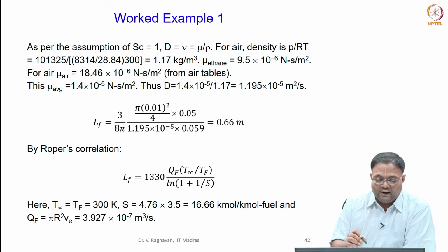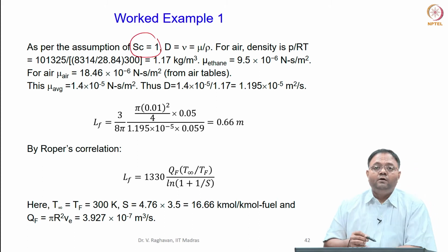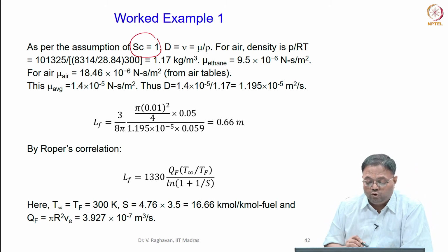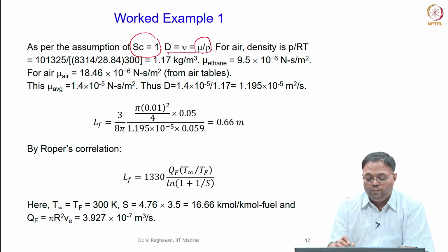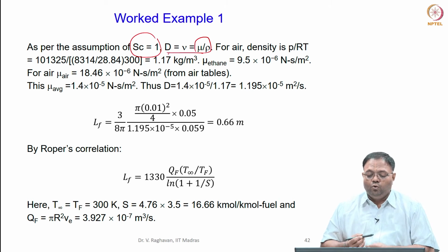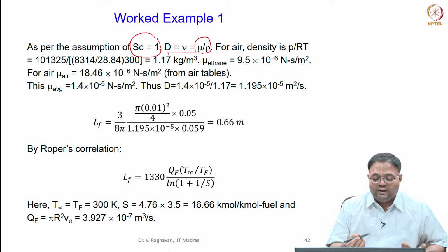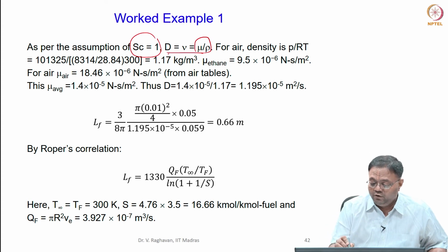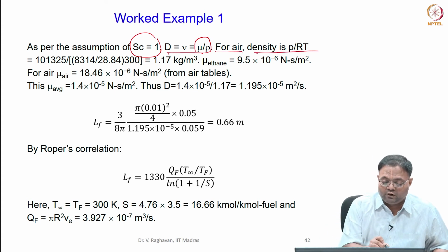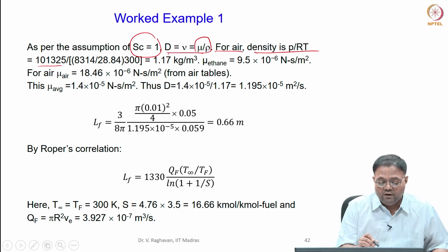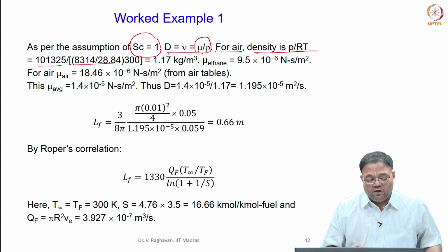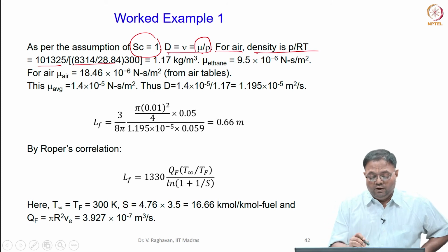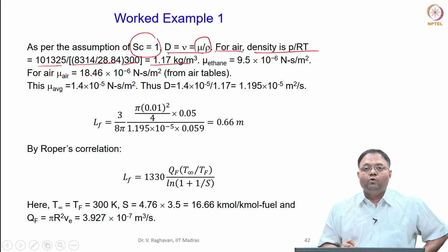Now, again go for the assumption which we already made in the theory: nu equal to d. So, d equal to nu here, and mu by rho is nu. So, that we will do. Mu is nothing but the average which is given here. For air, first the density is calculated by P by RT. P is atmospheric pressure, 1 atmosphere, divided by the molecular weight of air, 28.84. The specific gas constant is 8314 by molecular weight, into temperature. That is 1.17 kilogram per meter cube.